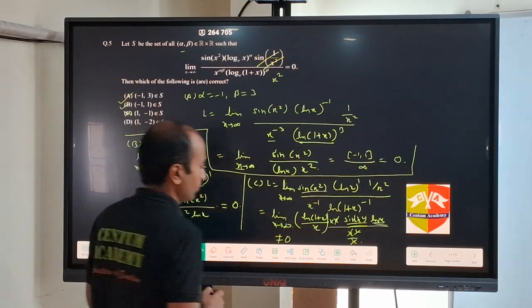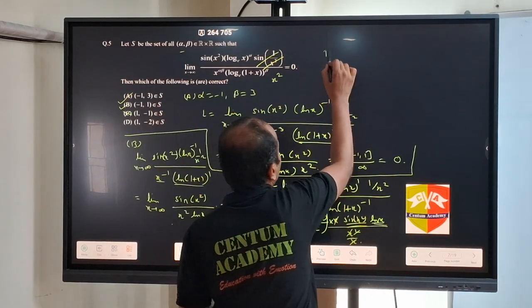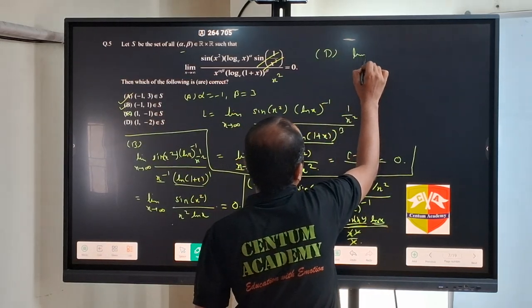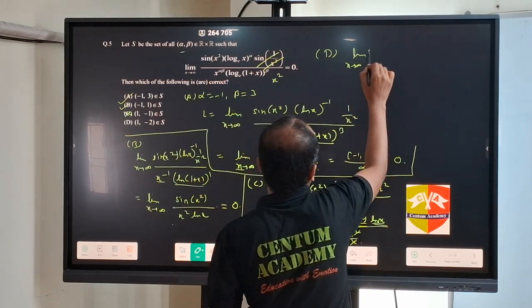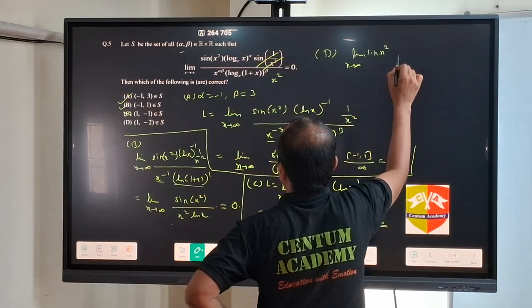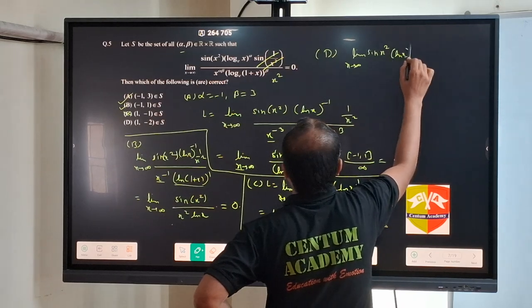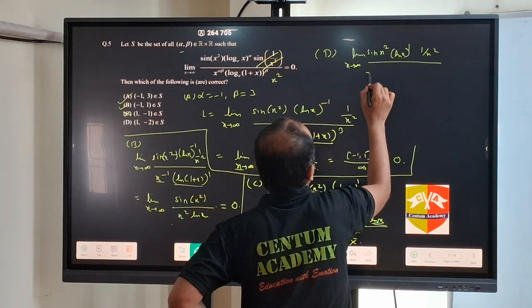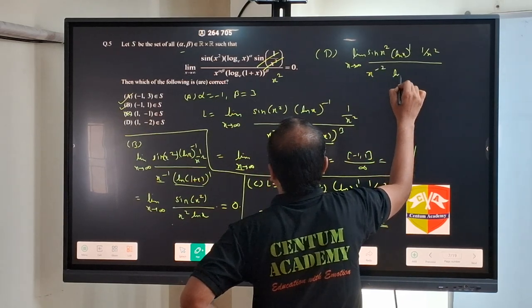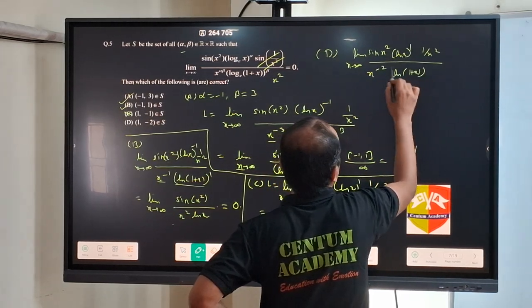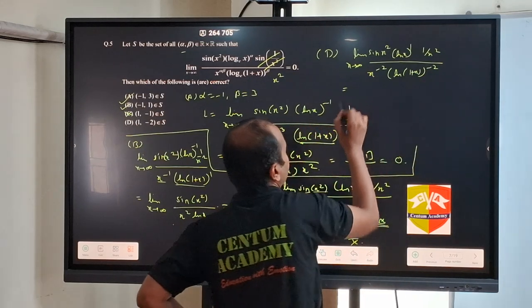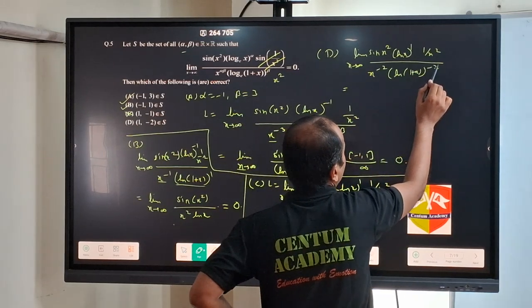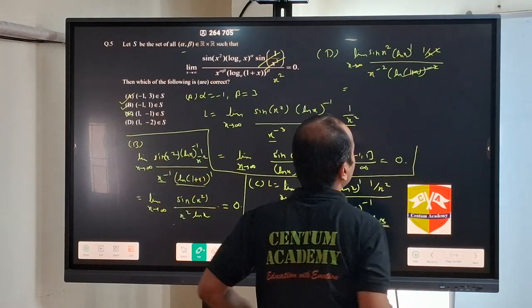If you check D also in such a manner, what will change is for option number D, limit x tends to infinity sine of x square ln x whole power 1 into 1 by x square, whole divided by x power minus 2 ln of 1 plus x whole power minus 2. So you will find that this limit will become equal to 1.